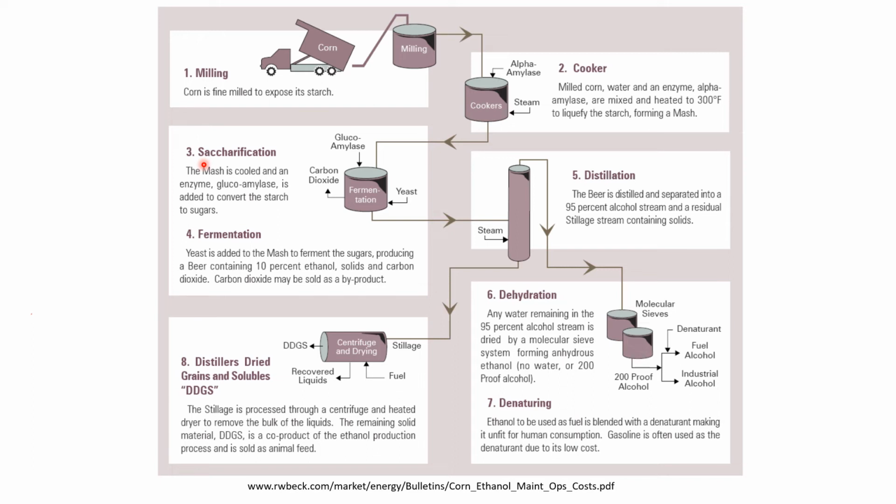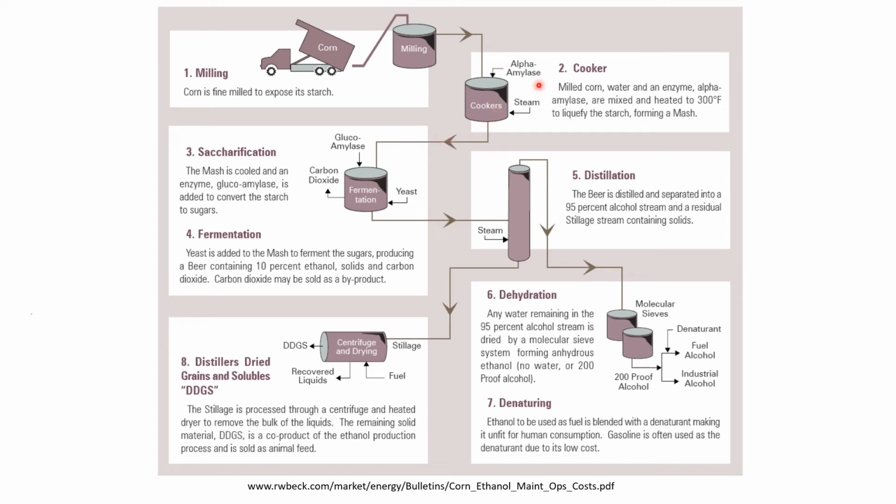To speed up that saccharification process, you see the word here, saccharification, which means converting to sugars. In order to speed that up, we'll add an enzyme that acts as a catalyst. And in the cooking step, we also will heat it. So heating it up will speed up the process as well. So the mash that leaves the cooker is then sent over to the fermenter.